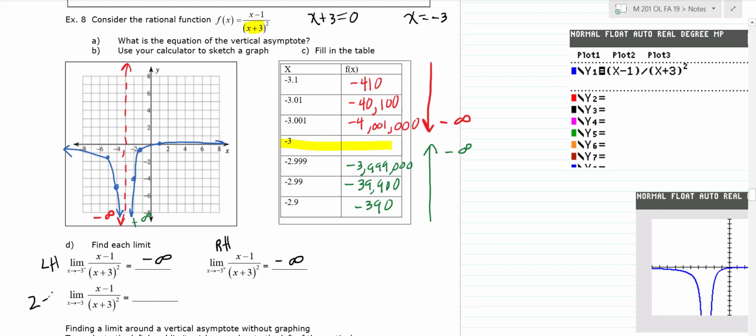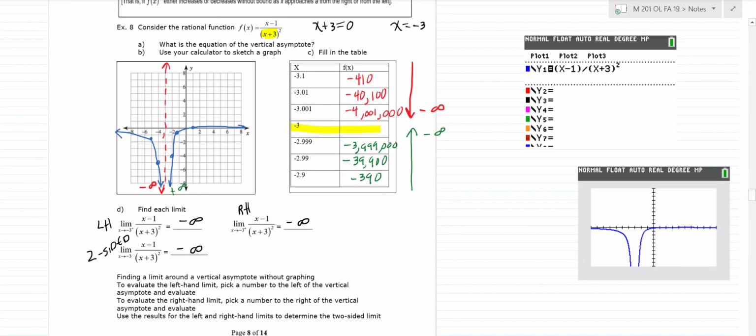Therefore, the two-sided limit also goes to negative infinity. So the graphing calculator can trace out values, and it should make it real clear how the graph is behaving, okay? So that's kind of what you do graphically.